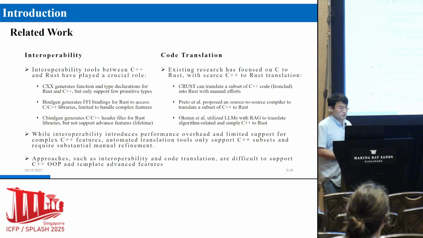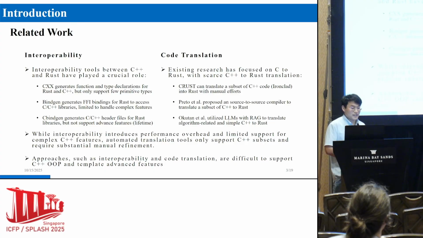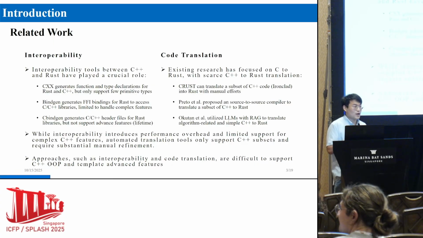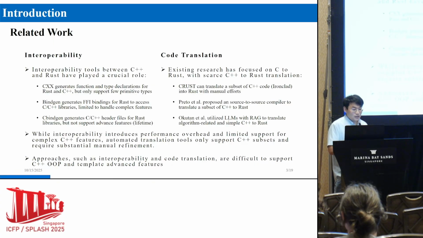These are the two most common approaches. For interoperability, we use CXX to generate function and type declarations for Rust and C++. And using these declarations, we can operate C++ and Rust code in each other.